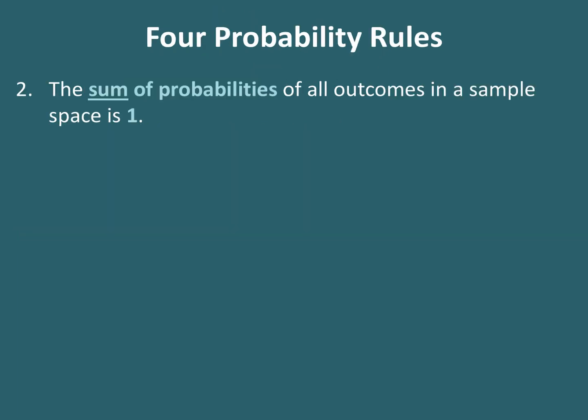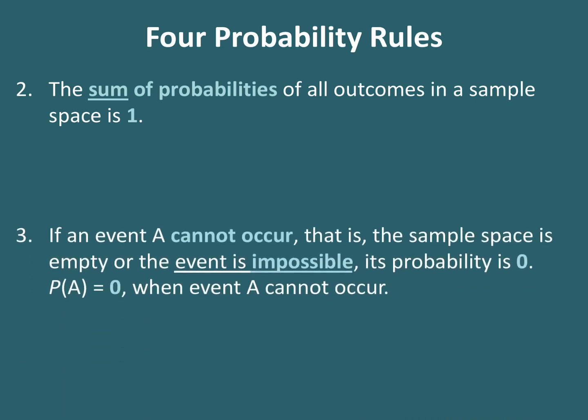The second probability rule of the 4 is that the sum of probabilities of all outcomes in a sample space is 1. That is to say, if I add up every single probability of all outcomes in any given sample space, you will get 1. The third rule is that if an event cannot occur, that is, the sample space is empty or the event is impossible, its probability is 0. So the probability of A equals 0 when event A cannot occur.